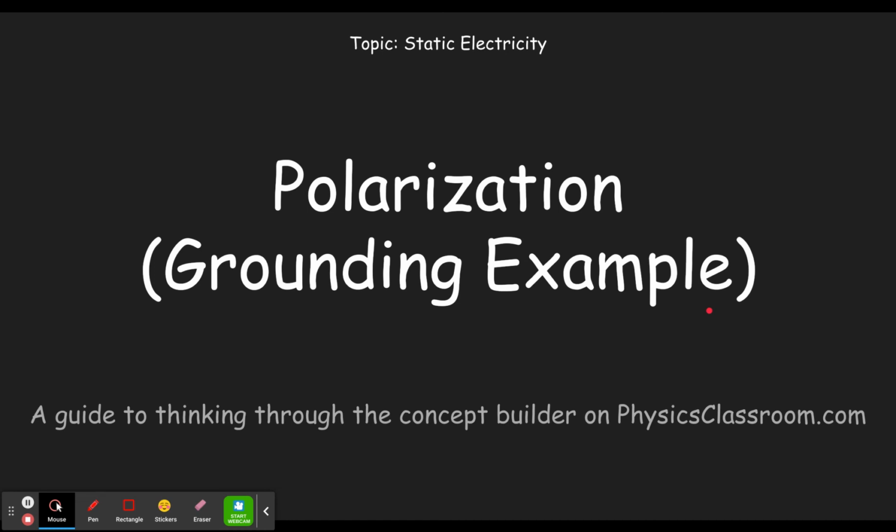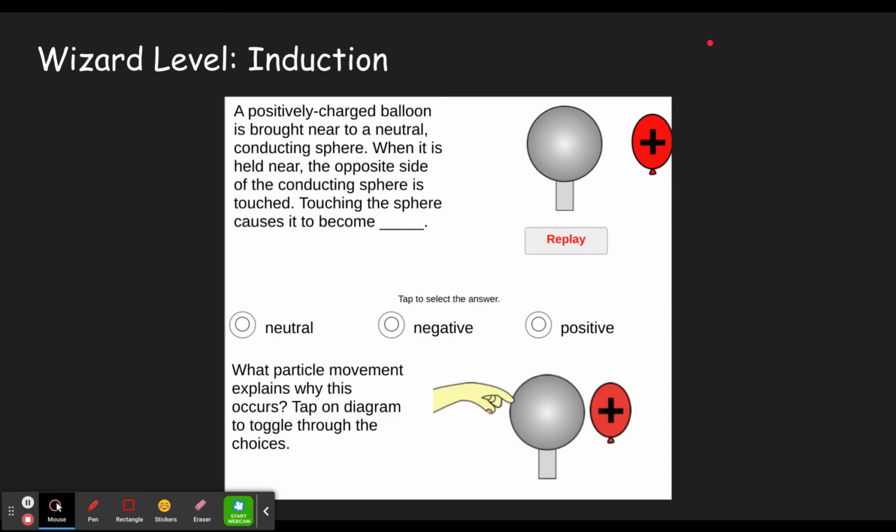So you'll see in the wizard level, the examples look like this. It says a positively charged balloon. Now you might have a positively or negatively charged balloon, and you'll see that in the picture here, is brought near to a neutral conducting sphere. So there are two types of problems. One has neutral conducting spheres. One has a pie plate that's neutrally conducting. Okay, but we have some sort of neutrally conducting object.